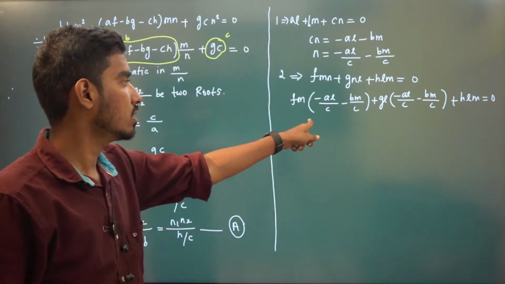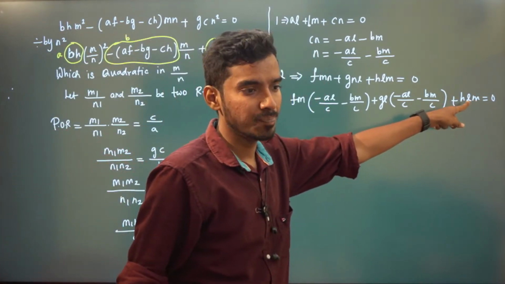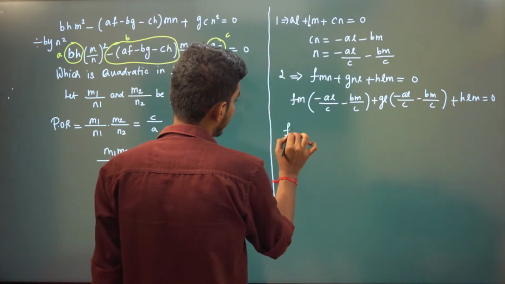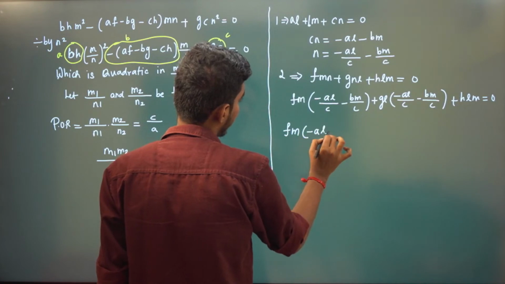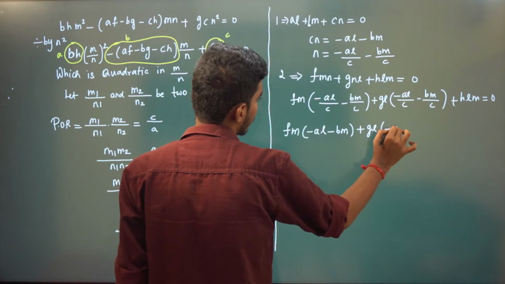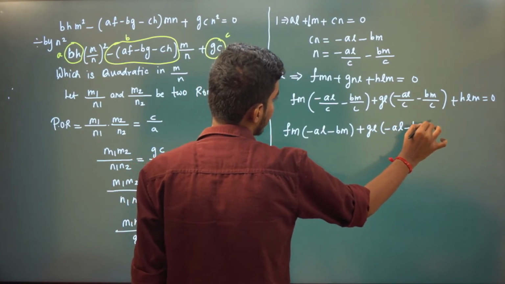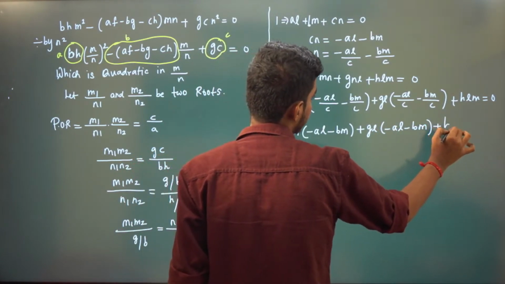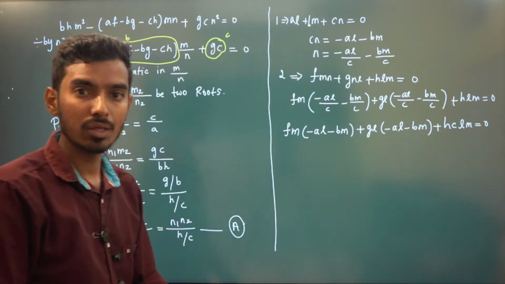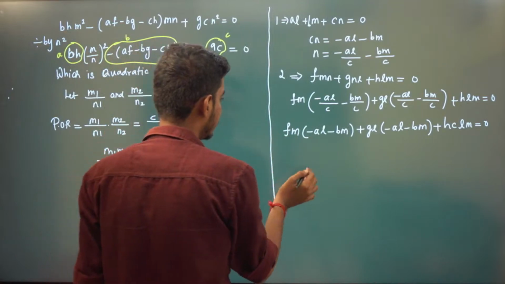Now we'll take LCM of C. So multiply C here, whole divided by C and take that C to that side. So we will have FM into minus AL minus BM plus GL into minus AL minus BM plus HCLM is equal to 0. I'm taking LCM of C here. Let us multiply this inside.